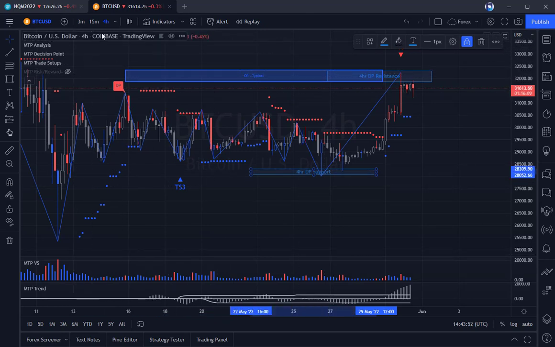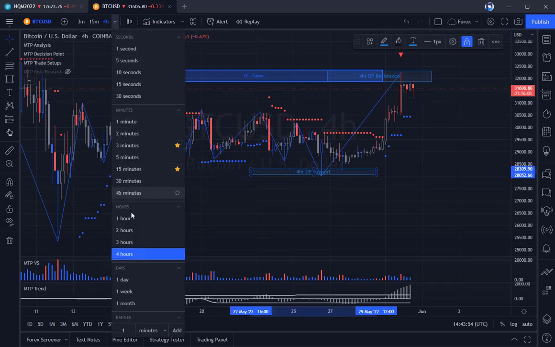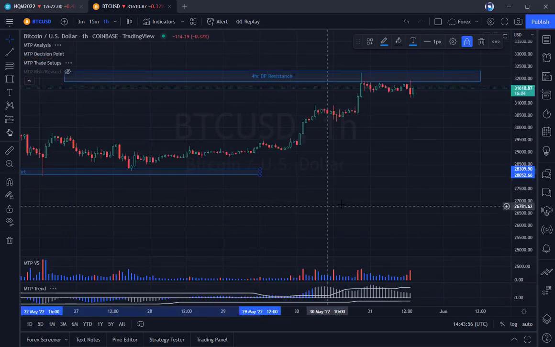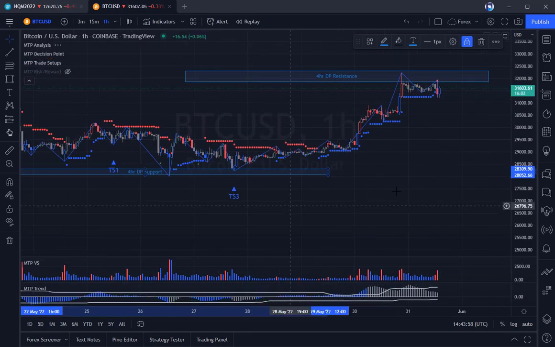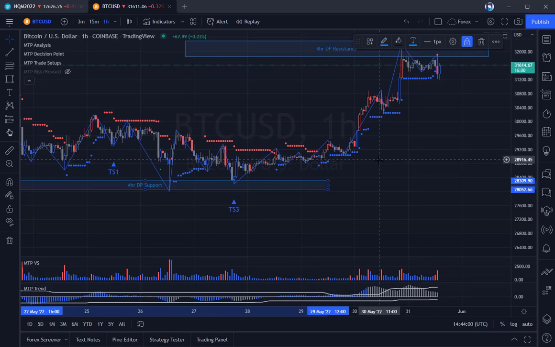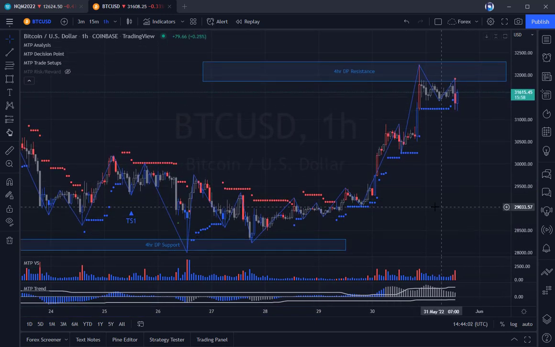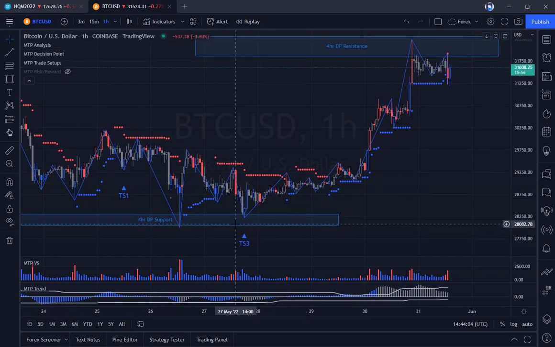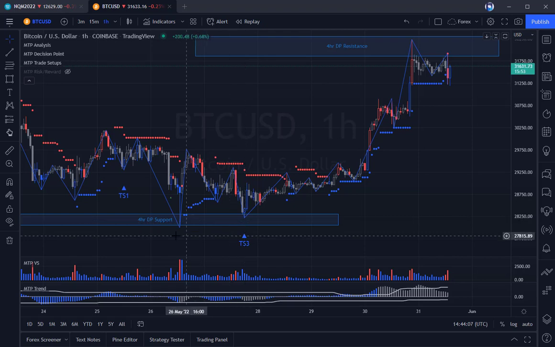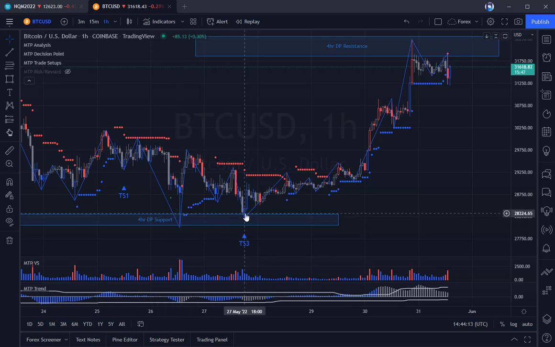Right, so let's see what happens when we come down to our hourly chart, which is where that setup was. So here's our hourly chart. And as you can see, if I just squidge it out a bit, you can see that was our TS3 buy setup. Came in, there was our 4 hourly support, so that means the large degree trend turned up from that support zone. So this TS3 buy setup was now in the direction of the large degree trend.